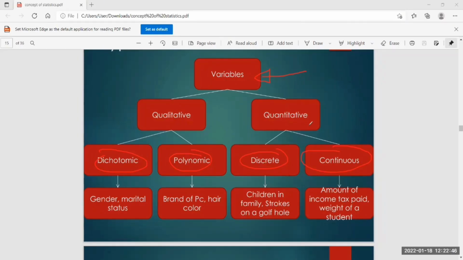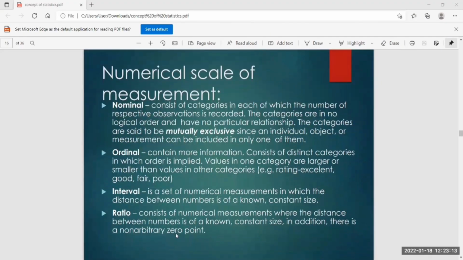So the quantitative statistical variable is discrete and continuous, like children in family, strokes on a golf hole, or amount of income tax paid, weight of a student. Those are the statistical variables, not research variables, because the research variables is an independent variable. But for statistical variables it is the dichotomy, polynomic, discrete, and continuous. So the numerical scale of measurement can be nominal, ordinal, interval, or ratio. This will be asked from your SPSS. Is it nominal, ordinal, interval, or ratio?